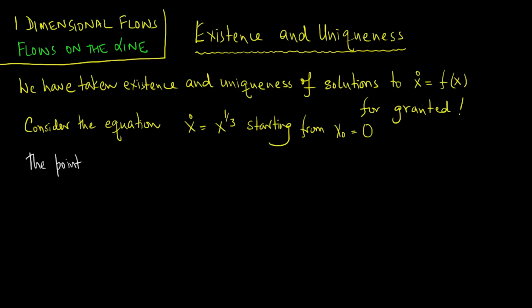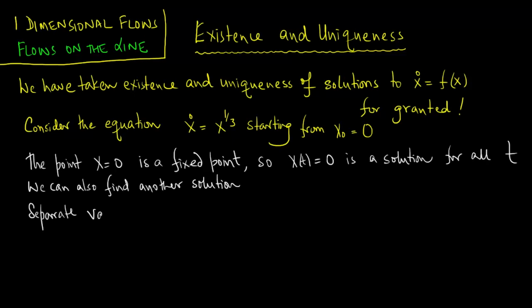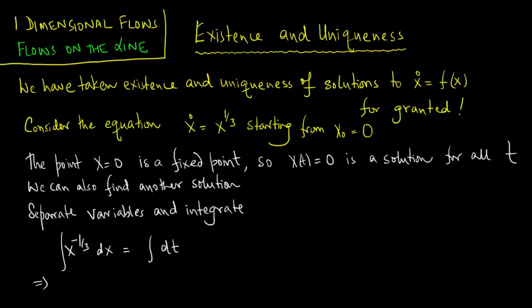The point x is equal to 0 is a fixed point. So x of t is equal to 0 is a solution for all t. We can also go ahead and find another solution. We start by separating the variables and integrating. So evaluating the integral of x to the minus a third and the integral of dt, we get 3 on 2 x to the 2/3 is equal to t plus an arbitrary constant.